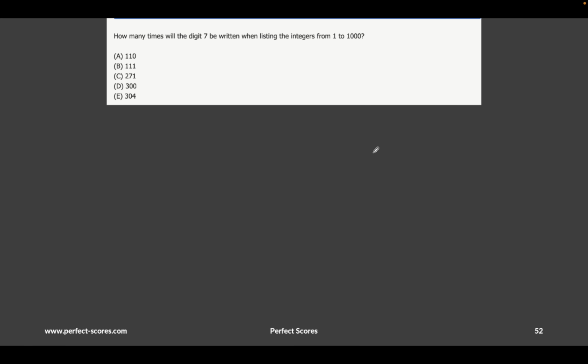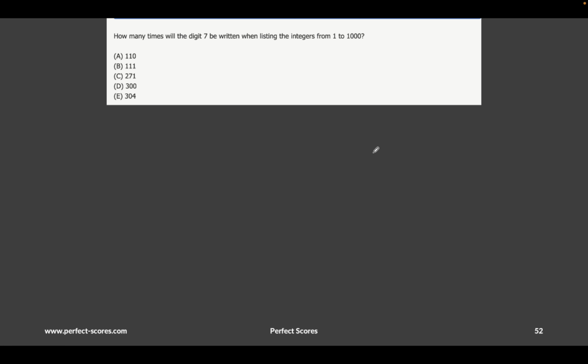Okay, let's solve this question here. So this says, how many times will the digit 7 be written when listing integers from 1 to 1000? So there are 2 ways of answering this problem. First is you literally count the number of times 7 will be written. You will overcount. You'll have to subtract those overcounts. So that will take a lot of time.